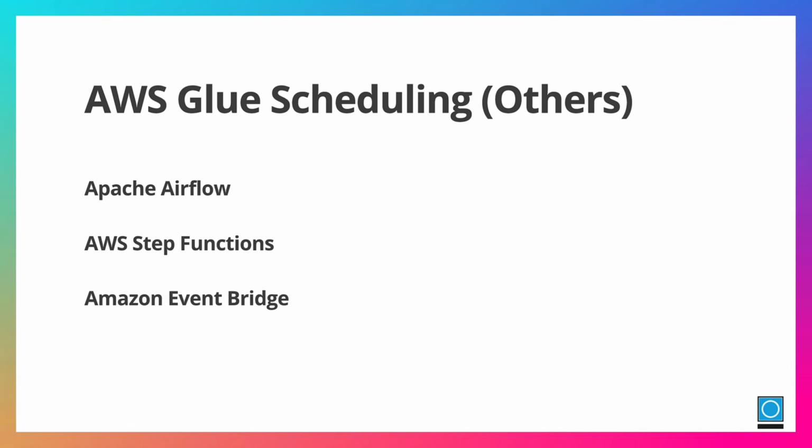Just a brief mention, now we've come out of workflows, and I know I keep mentioning it. Apache Airflow is one that you can use. Step Functions is one you can use, and EventBridge. These are three very common patterns I see for scheduling Glue jobs. Bear them in mind, but workflows works perfectly well if you are only doing things inside AWS Glue.